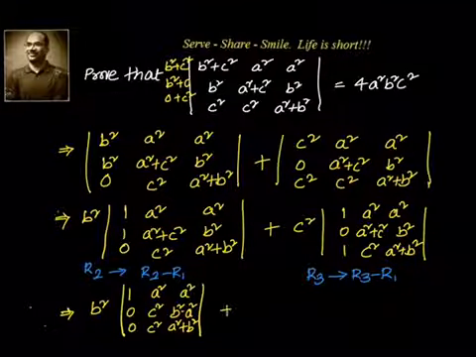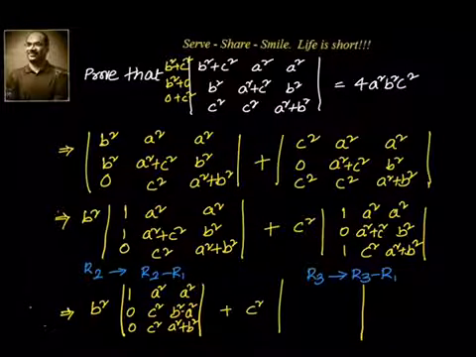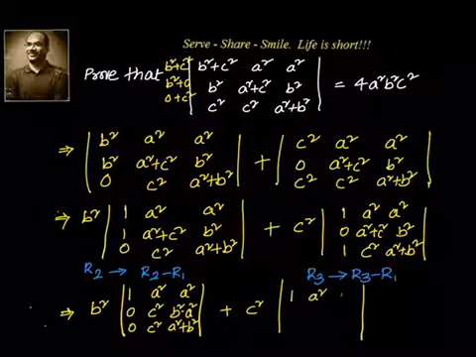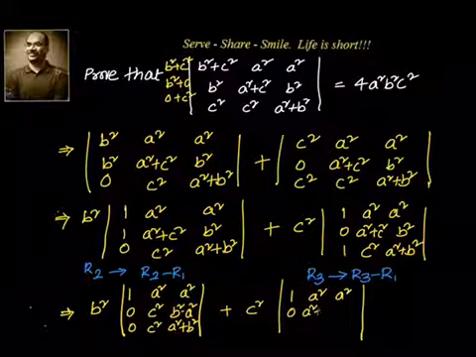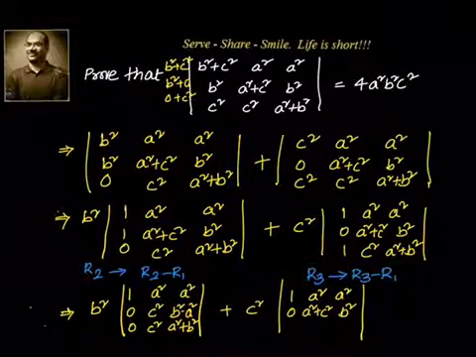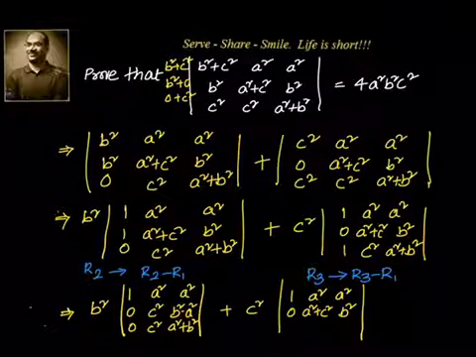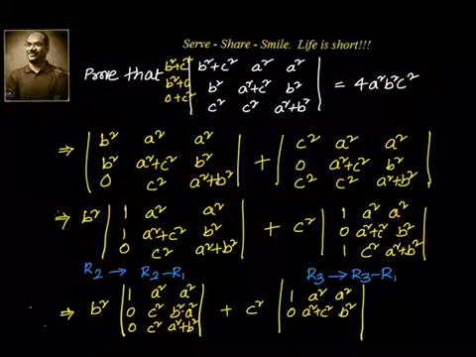Let's go to the next matrix. We will have c square common, then we will have first column as it is, first row as it is, that is 1 a square, second row also as it is, 0 a square plus c square b square. R3 is assigned R3 minus R1, that is 1 minus 1, c square minus a square plus b square minus a square.